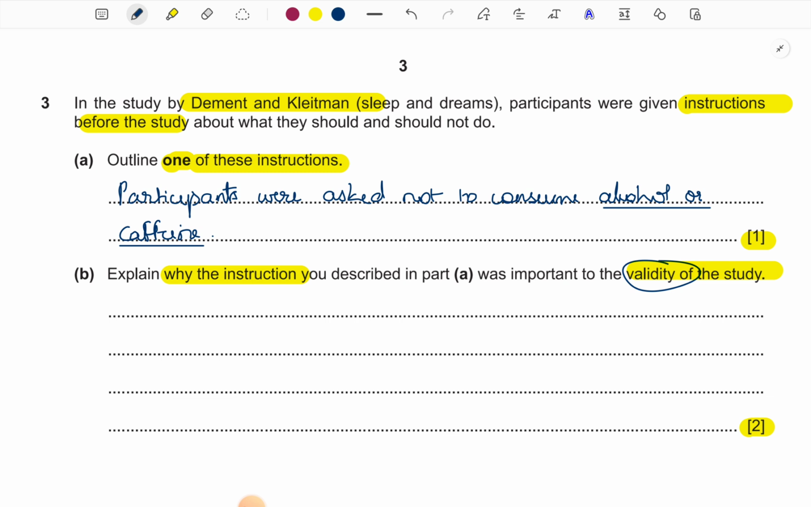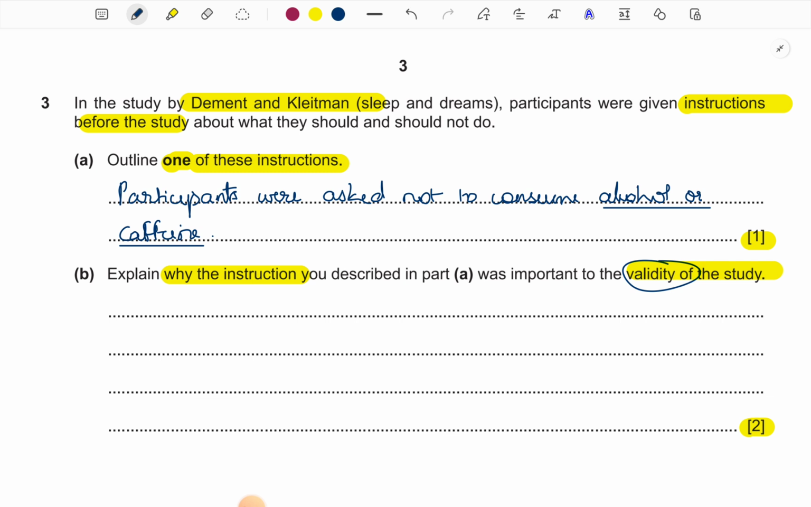When you've learned about validity, either you must have learned it in terms of in laboratory experiments they try to control extraneous variables, or you must have learned it in terms of they try to reduce confounding that could come from sources other than the IV. Whichever way you have learned it, bring that to mind when you're answering this question. So when they are saying that participants could not have alcohol or caffeine, how would that serve as a confounding variable? How would it be an extraneous variable that needs to be controlled? That should be your line of thinking.